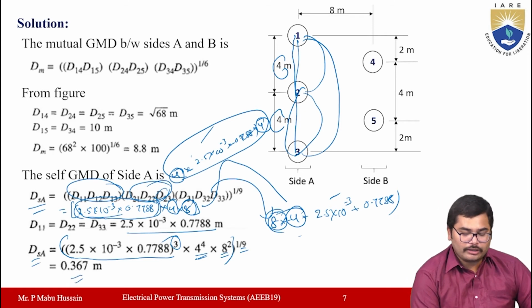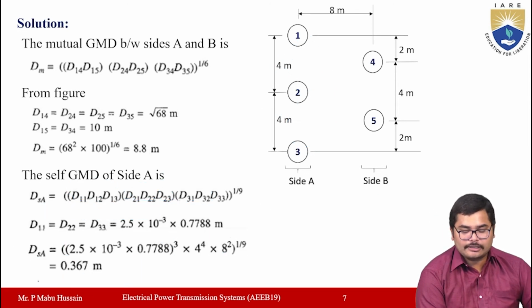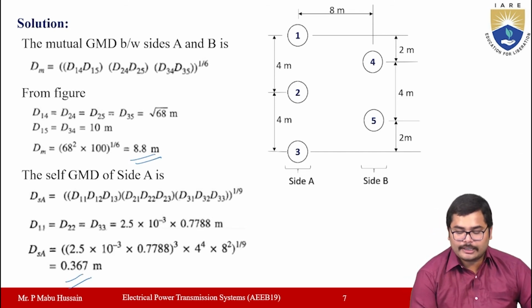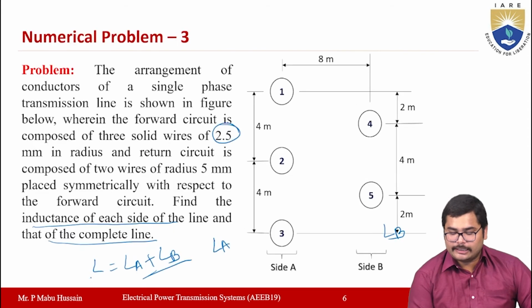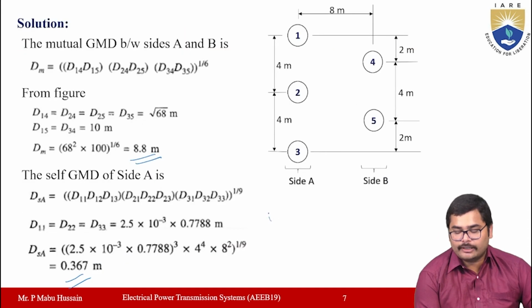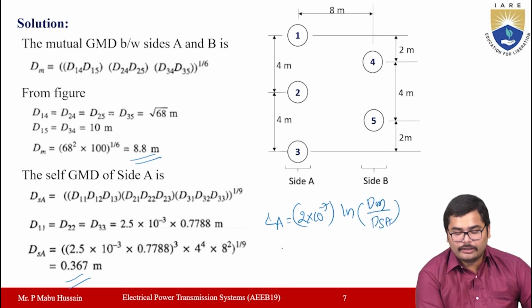Okay, so now you got the value of DSA and you got the value of DM. DM is 8.8 meters and DSA is 0.367 meters. Then you can calculate the value of inductance for side A, which is LA, and the value of LA will be equal to 2 into 10 to the power of minus 7 ln DM by DSA. Okay, so this value is equal to 2 into 10 power minus 7 ln, DM value here is 8.8, by DSA is 0.367.